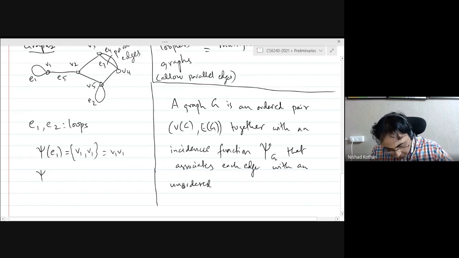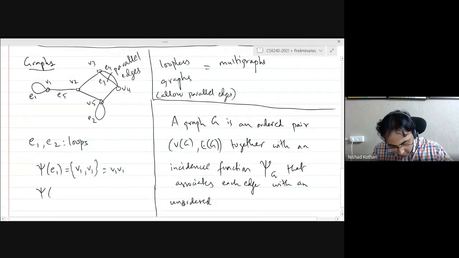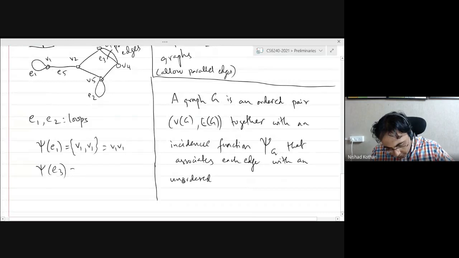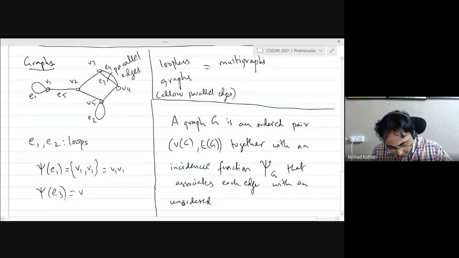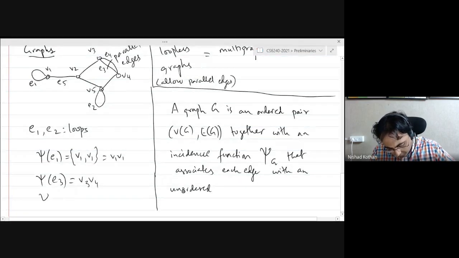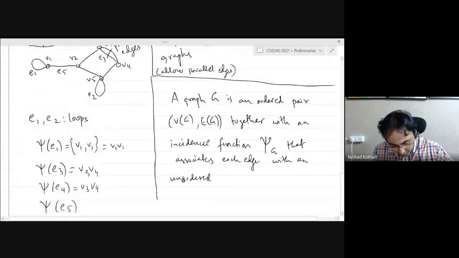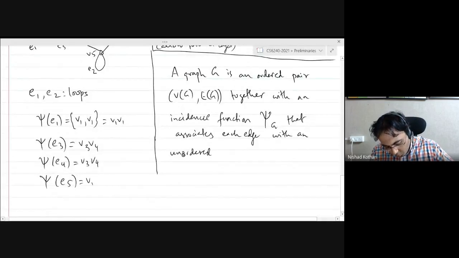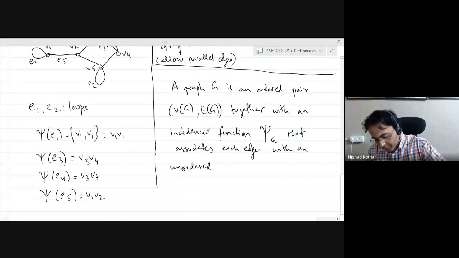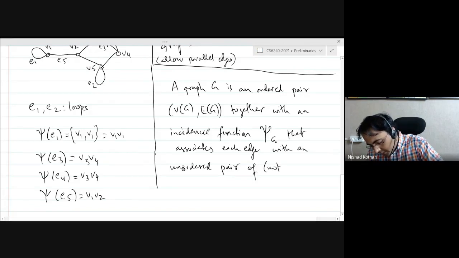Psi of E3 is V3, V4. Psi of E4 is also V3, V4. Psi of E5 is V1, V2. Right? So it basically tells you which two vertices are being joined by that edge, and the two vertices could be the same vertices. So it's an unordered pair of not necessarily distinct vertices in order to allow loops.